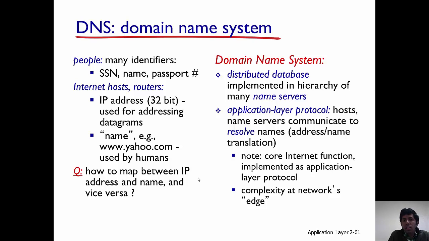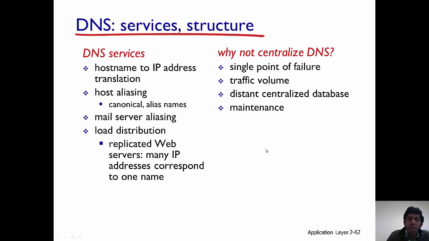You can think of a DNS as a distributed database, and it is implemented as a hierarchy of name servers. It's an application layer protocol and it runs at the host. What it does is help translate domain names to IP addresses. An example of a domain name is yahoo.com. It translates something like yahoo.com to an IP address. So this is the overview of DNS.